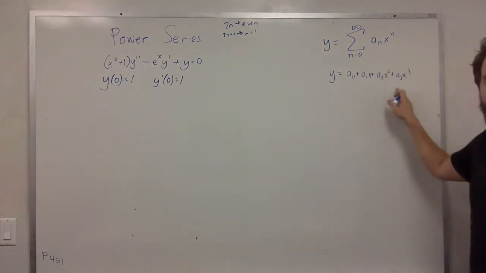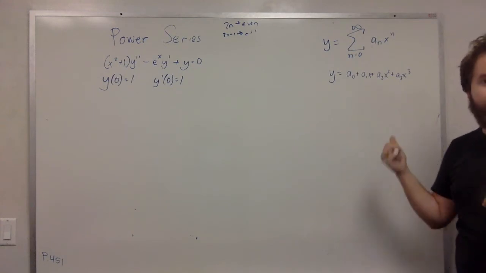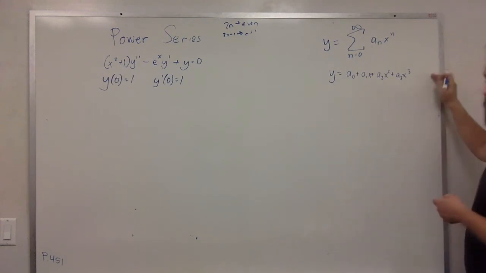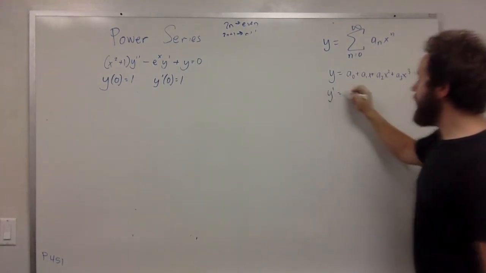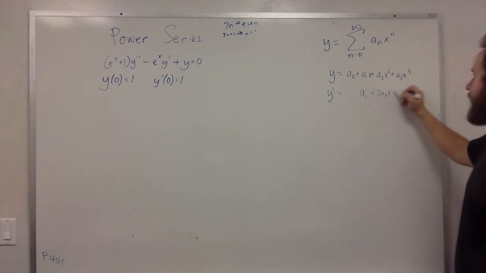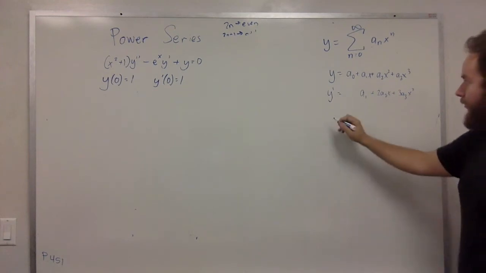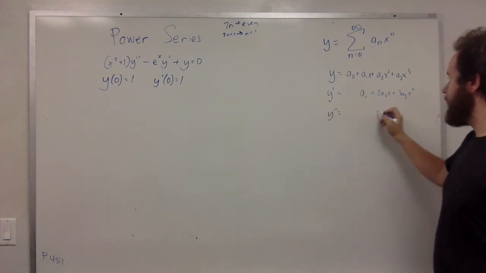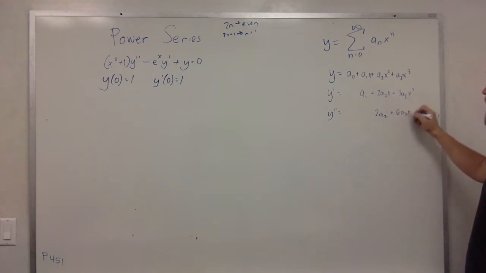These are the first 4 terms, right? All we do here is pray that none of these are 0. Because if they are, then we have to tack on a4x to the 4th. So I think we're good for now. What is y prime? Well, the derivative of this would be a1 plus 2a2x plus 3a3x squared. And then what's the next derivative? That would be 2a2 plus 6a3x.